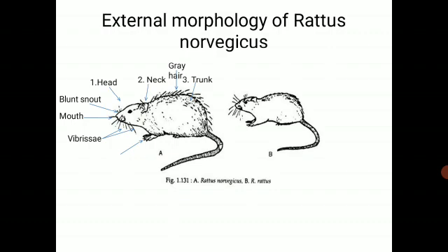Okay, so see here the blunt snout, mouth, then vibrissae are present, then forelimbs are there. Okay, so this is the hind limb. So forelimb and hind limbs both are present here. Now the detailed structure of the forelimb and hind limb we will study in the next slide. So here the tail is there.